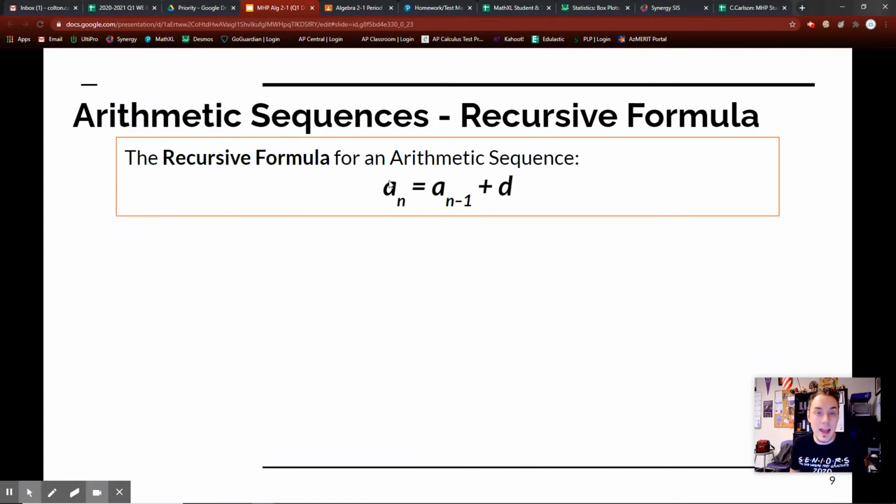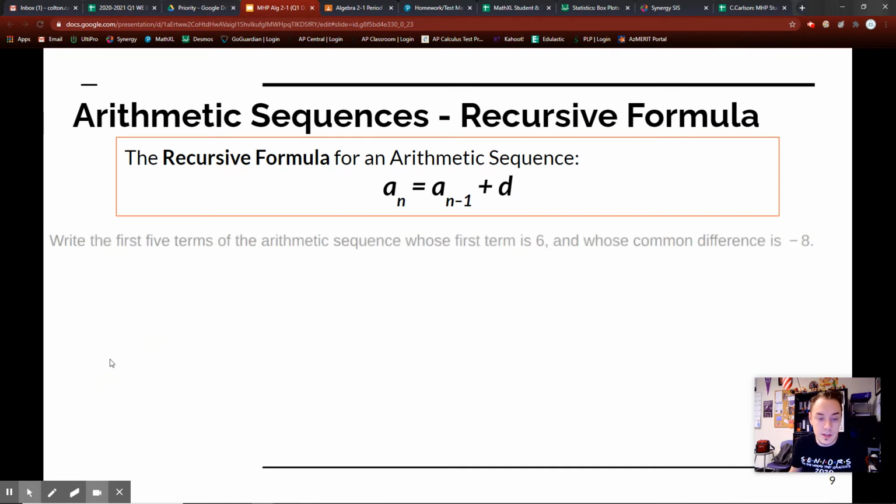A sub n, okay, it's sub, so it's kind of underneath. A sub n equals a sub n minus 1 plus d. What is my d? Of course, it's my common difference. What does recursive mean? Great question. Recursive means going backwards or from the previous.